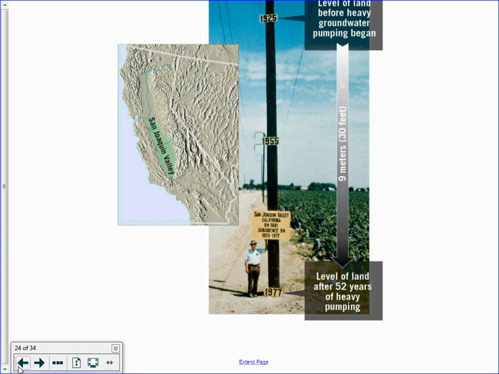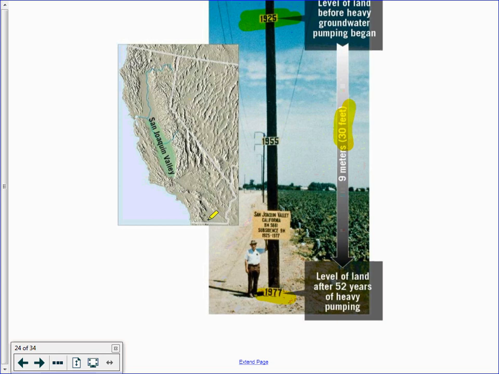This is just crazy. This is a very popular picture that is seen everywhere when talking about groundwater, and it was the leading reason for a lot of regulations on agriculture groundwater. So this is a real thing. In 1925, that's where the land was. The land had decreased 30 feet. 30 feet. This guy's standing at where it's at in 1977.